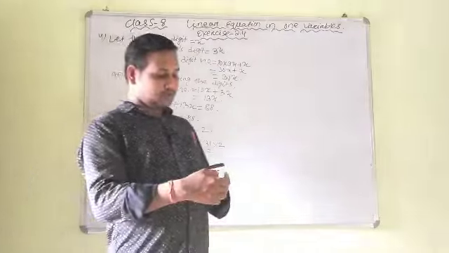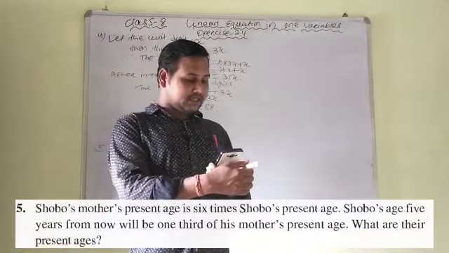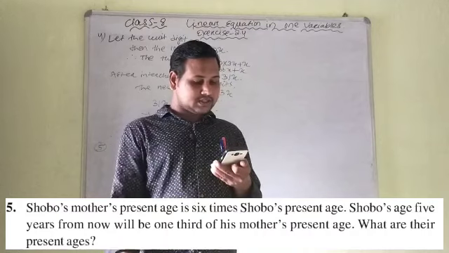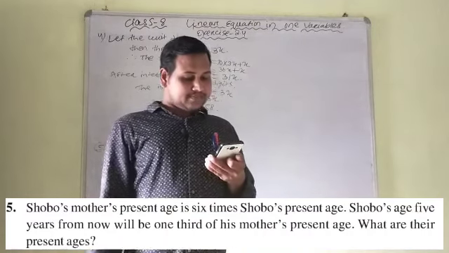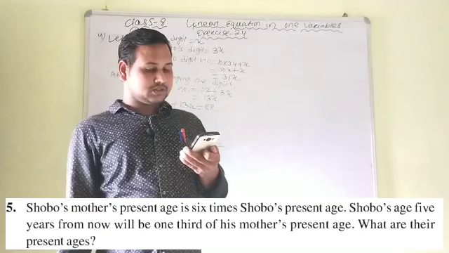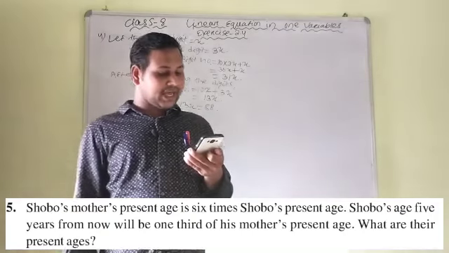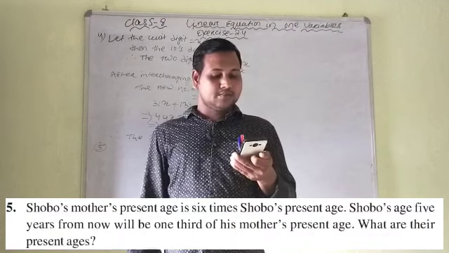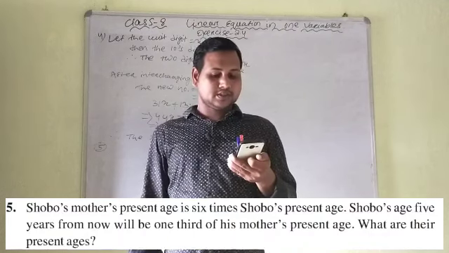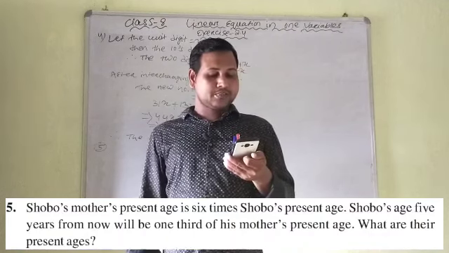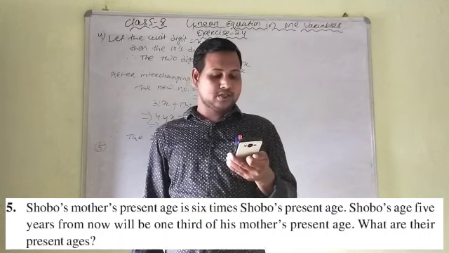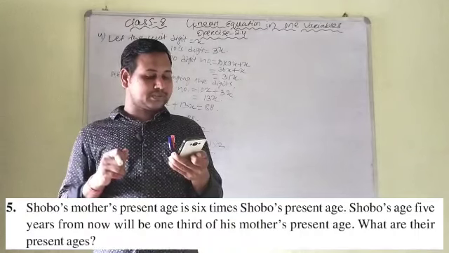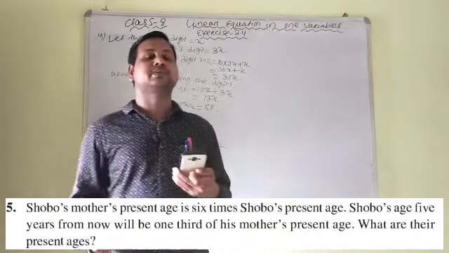Now come to question number 5. It's given Shobha's mother's present age is 6 times Shobha's present age. Shobha's age 5 years from now will be 1/3 of his mother's present age. What are their present ages? Okay, first line, come to first line. It's given Shobha's mother's present age is 6 times Shobha's present age.